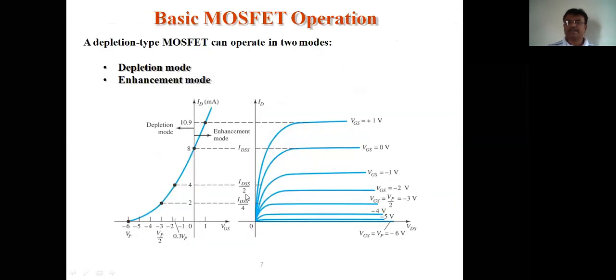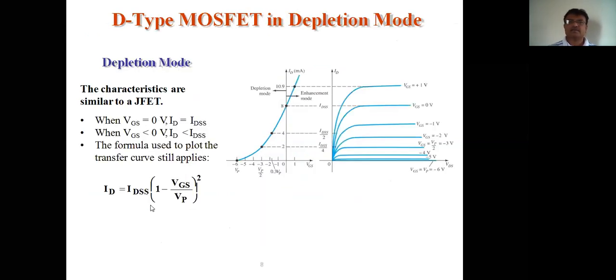So this is what we discussed. Same transfer characteristics, same drain characteristics. A depletion type MOSFET can operate in two modes, depletion mode and enhancement mode. In depletion, current decreases; in enhancement mode, current increases. First plot the drain characteristics, and from the drain characteristics, plot the transfer characteristics. The characteristics are just similar to JFET. The same characteristics we have written, but we don't operate a JFET in the enhancement mode. Except this, everything remains the same.